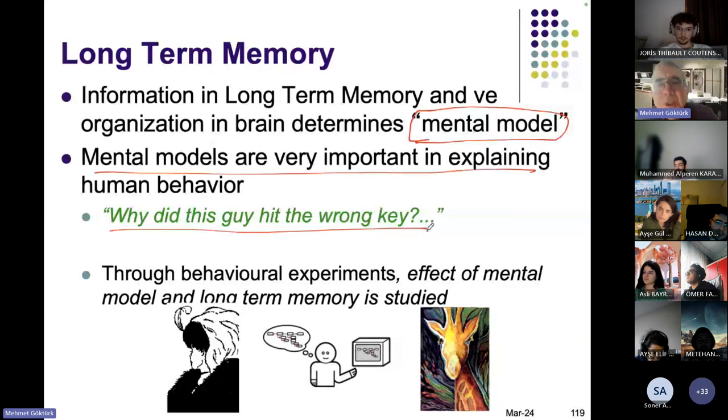In explaining, nobody wants to hit. So why did they have that kind of thinking or behavior? Because they find it proper, they find it correct, but it is incorrect. So through experiments, long-term memory can be studied.